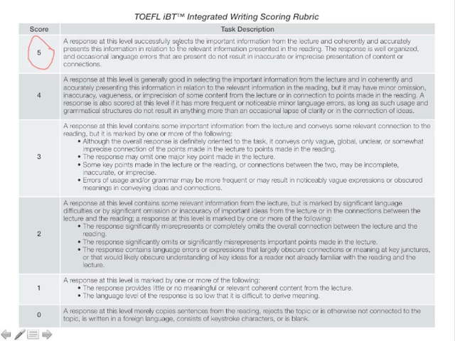First off, you'll notice that it says that a successful task selects the important information from the lecture and coherently and accurately presents this information in relation to the relevant information presented in the reading. The response is well organized, and even though there are occasional language errors, they do not result in inaccurate or imprecise presentation of the material. So throughout this particular video, we'll be exploring just exactly what it means to talk about relevant information presented in the reading connected to the lecture, and then talk more specifically about the actual writing of the response.